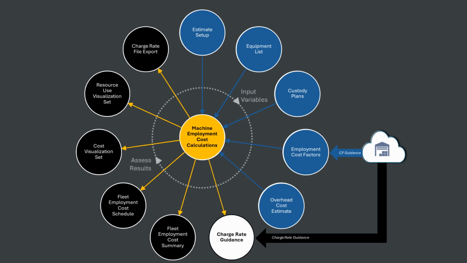To operate Ironworks, simply input pertinent variables about the machines in your fleet in the blue-tabbed sheets, in sequence, from left to right. Then assess the results in the black-tabbed sheets until you are satisfied with the results and how the charge rates compare with those reported in the white-tabbed sheet. Finally, export the charge rates to your job cost estimating and accounting systems.